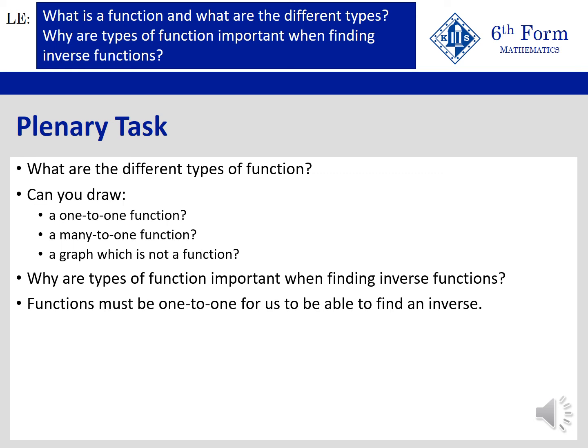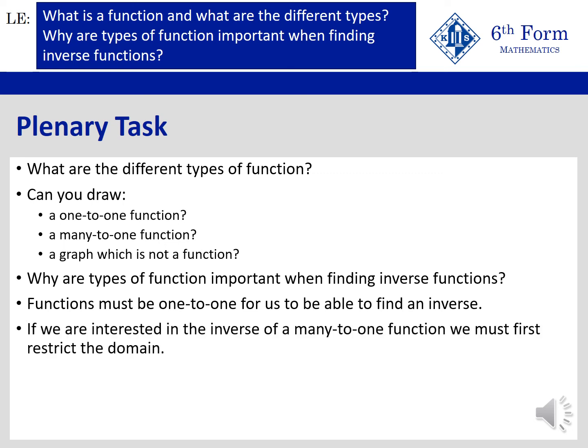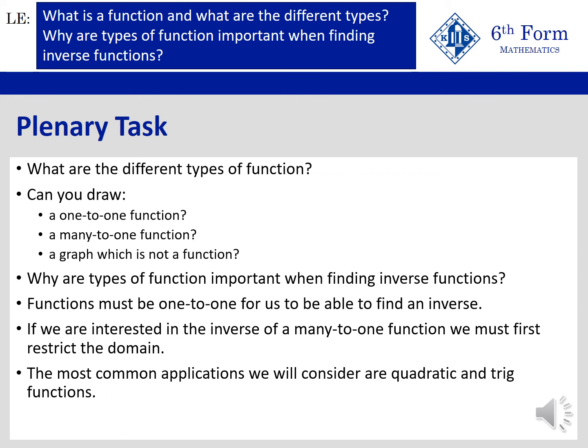Okay, and then the key things to remember, so functions have to be 1 to 1 for us to be able to find their inverse. If we're interested in the inverse of a function that is many to 1, we have to go through this step to start with of restricting the domain. Or if it's an exam question, it may be restricted for you, and you need to look at that carefully. The most common applications that you'll come across at the moment are inverses for quadratics, where the domain's been restricted and we decide between a positive square root and a negative square root. Later on in the course, you will look at inverses of trig functions and how we need to restrict domains to choose those.